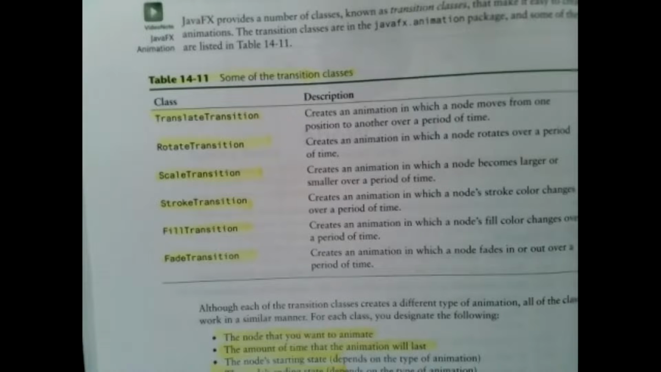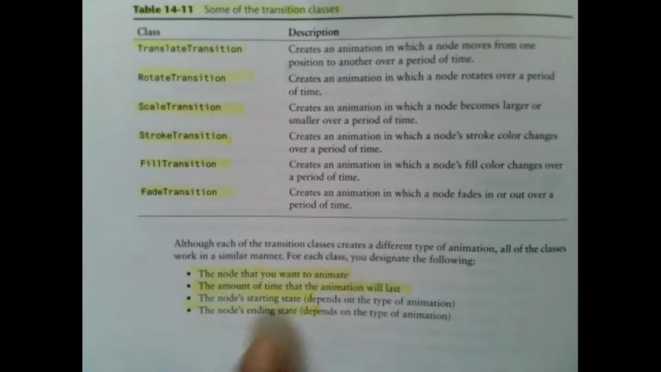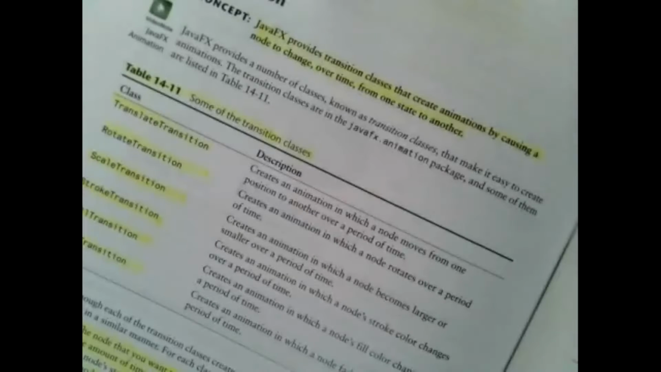Wonder how many classes Java has. Got to be an amazing amount. Unbelievable amount. They're all in some kind of hierarchy chart. So I have lots of them. Again, the process: the node you want to animate, the amount of time the animation will take, the node's starting state, and its ending state. It's a nice logical progression of what you want to go on.